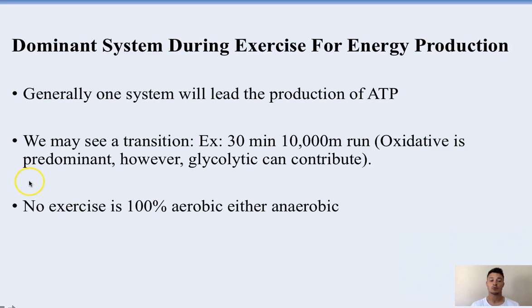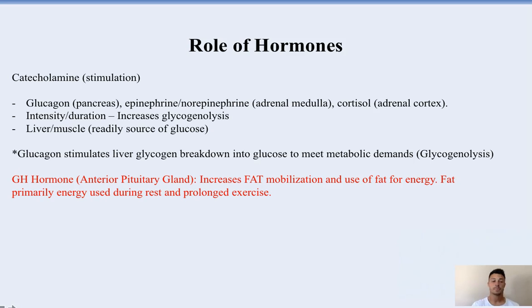We also might see a transition. For instance, a 30 minute run, a 10,000 meter distance. The oxidative system will be predominant. However, glycolytic can contribute. So interestingly, we see that no exercise is 100% aerobic, or anaerobic.